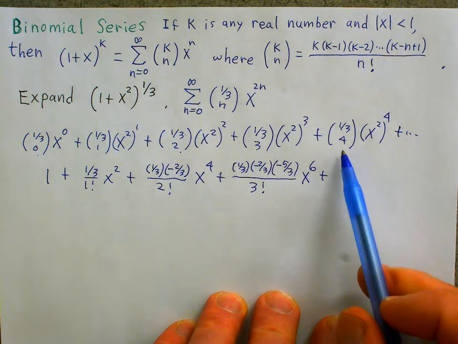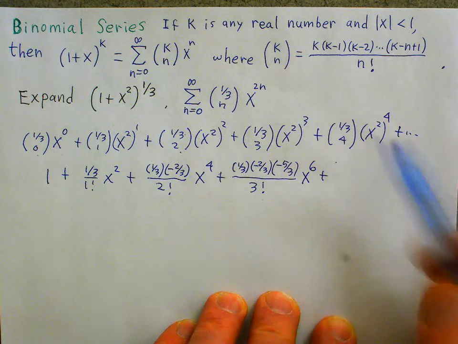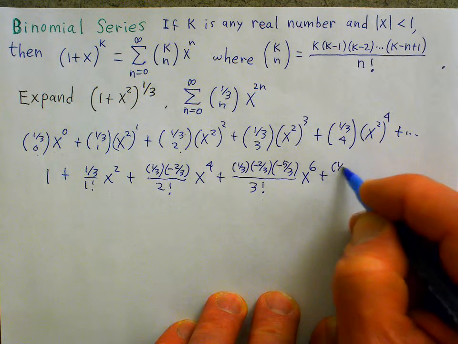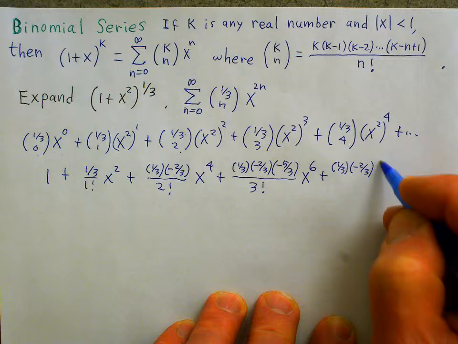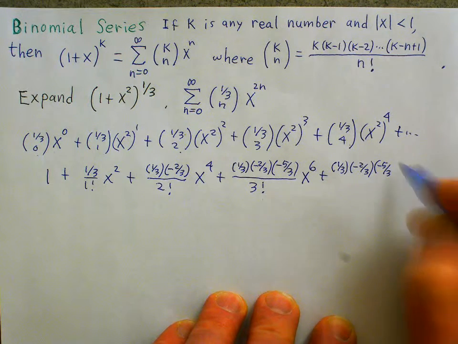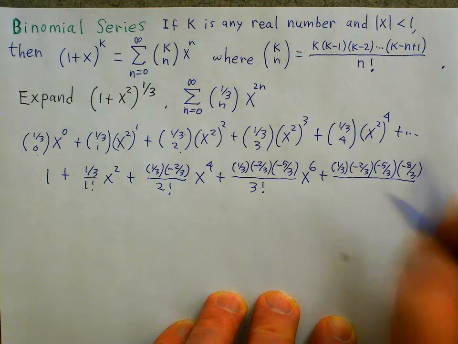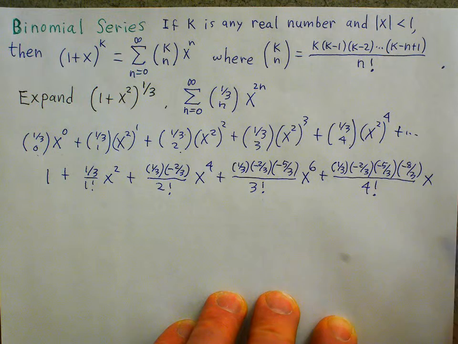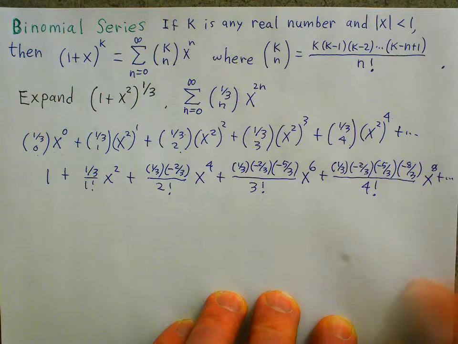And we'll be able to squeeze in one more, it looks like. So 1/3 choose 4. 1/3 times negative 2/3 times negative 5/3 times negative 8/3 divided by 4 factorial times x to the 8th, and so on.